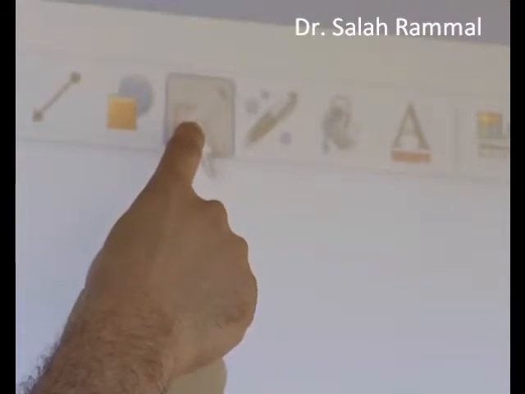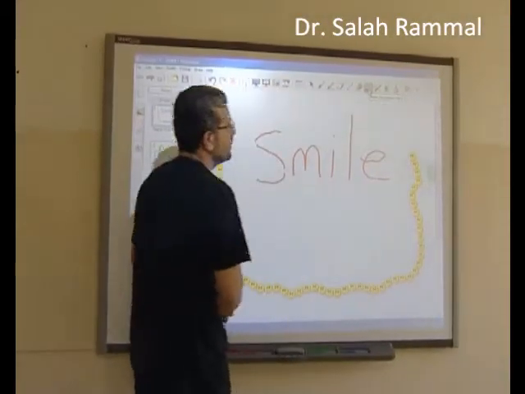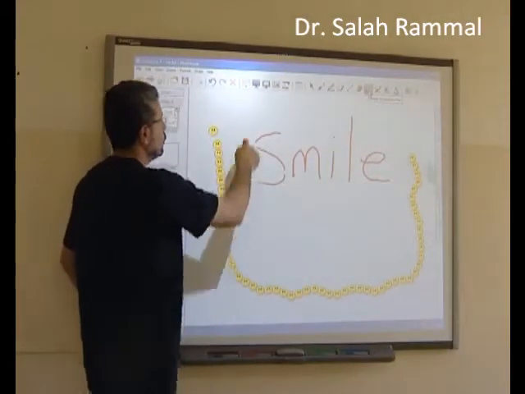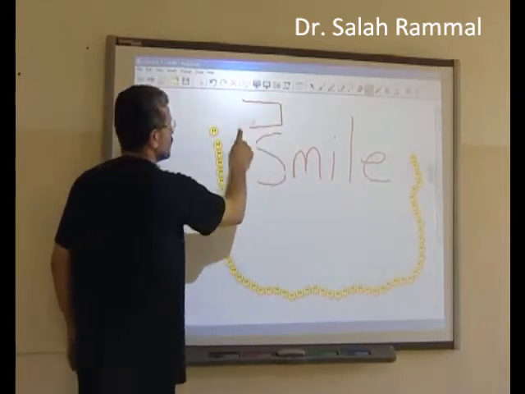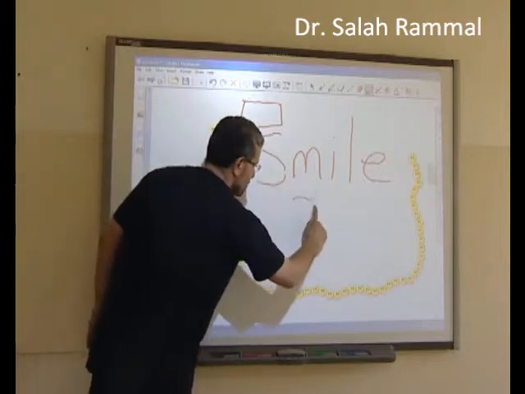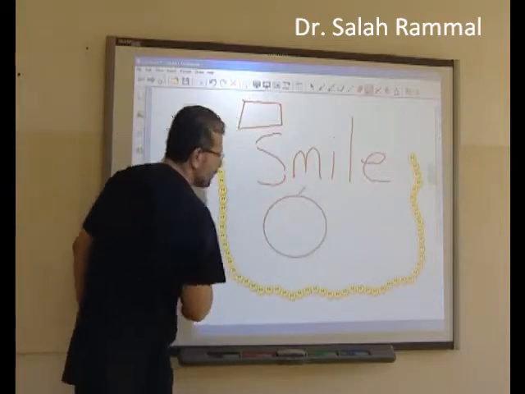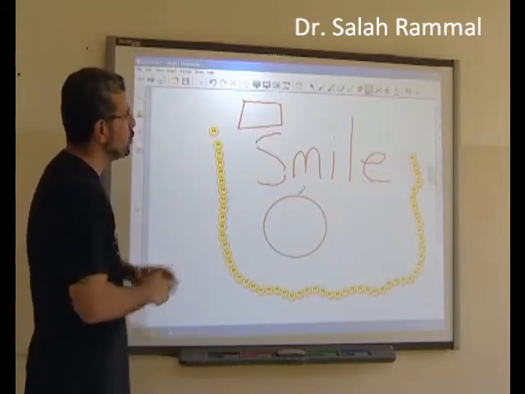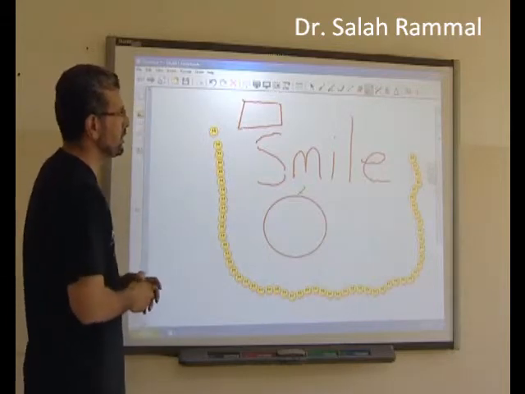Let's try to take the shape recognition pen. The shape recognition pen will reshape your drawing. As you can see, if I want to make a circle, and I'm not very accurate to make that, this software will reshape it to make it more accurate.